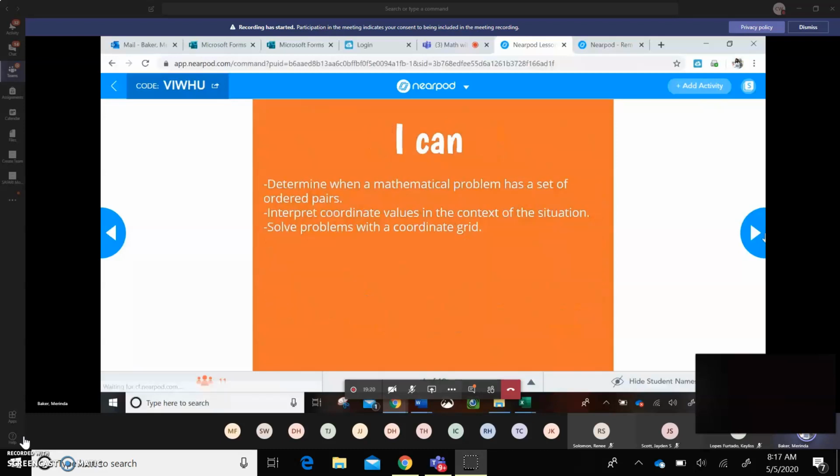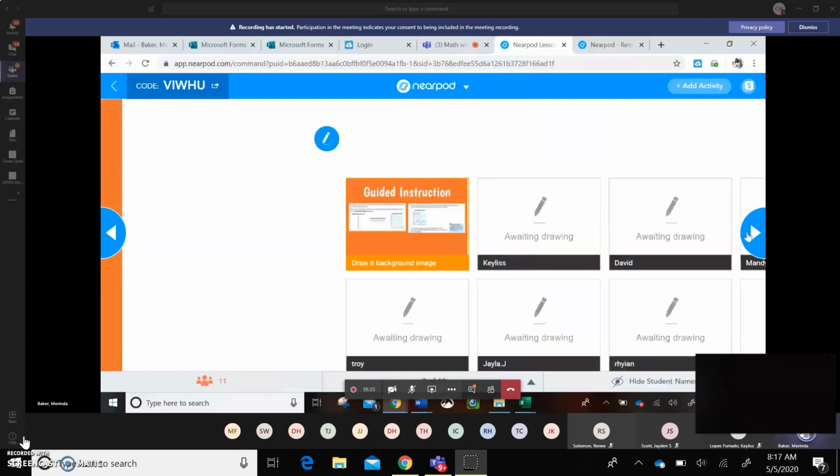Okay, by the end of our lesson today, you're going to be able to determine when a mathematical problem has a set of ordered pairs, interpret coordinate values in context of the situation, and solve problems with a coordinate grid.